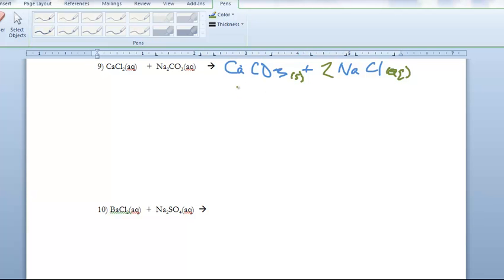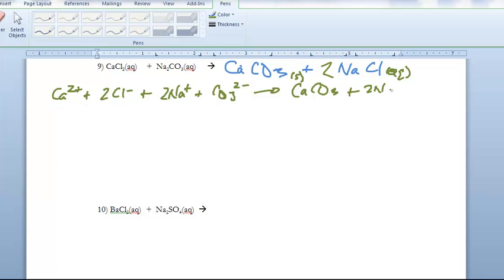And in the next chapter during a lab, we're going to actually make chalk from the raw ingredients. So that'll be kind of fun. All right, now let's see if we can draw the complete ionic equation. So calcium is 2 plus, and we have 2 chloride ions, and then we have 2 sodium cations plus 1 carbonate ion, and that leads to solid calcium carbonate, which is a solid, so we're not going to split that up, plus 2 sodium cations and 2 chloride anions.